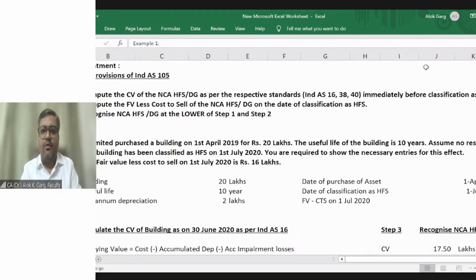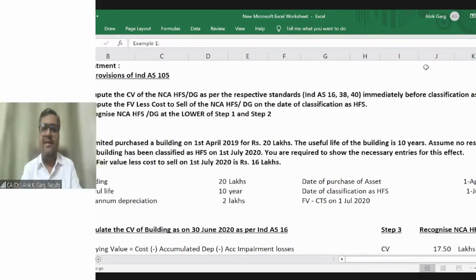Where will the difference go? The difference will go to impairment loss. The accounting entry is non-current asset held for sale account debit 3,90,000. Impairment loss on reclassification as held for sale account debit 10,000. To property, plant and equipment 4 lakh. This is the accounting entry which needs to be passed on the date of classification as held for sale.